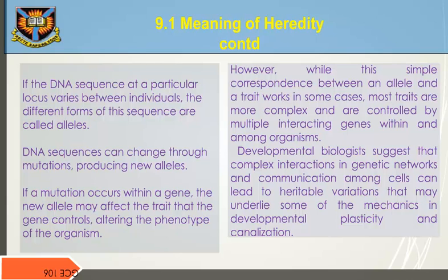If a mutation occurs within a gene, the new allele may affect the trait that the gene controls, altering the phenotype of the organism. However, while this simple correspondence between an allele and a trait works in some cases, most traits are more complex and are controlled by multiple interacting genes within and among organisms. Developmental biologists suggest that complex interactions in genetic networks and communication among cells can lead to heritable variations that may underlie some of the mechanics in developmental plasticity and canalization.